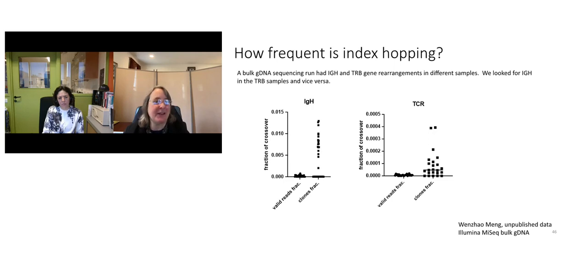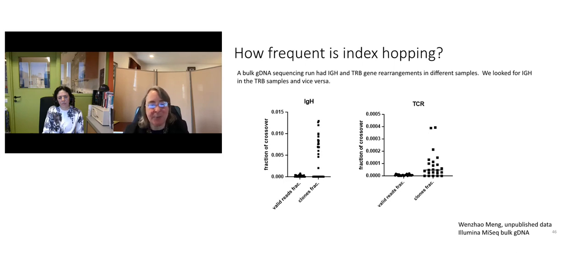So we wondered, how frequent is this? We took one of our sequencing runs that was a bulk gDNA sequencing run on a MiSeq. And we had in it IgH and T cell receptor gene rearrangements in different samples. So then we looked for IgH rearrangements in the T cell receptor data, and we looked for T cell receptor rearrangements in the IgH data.